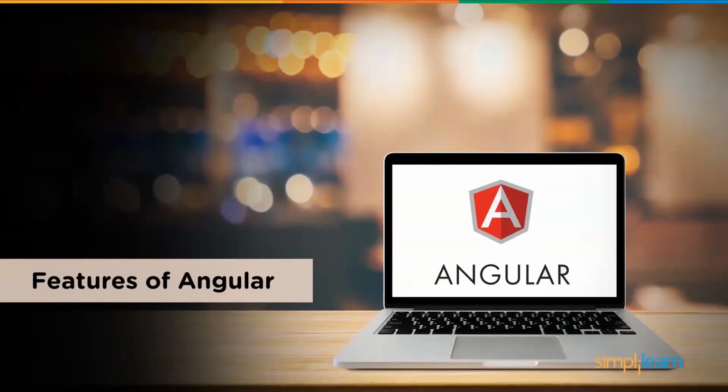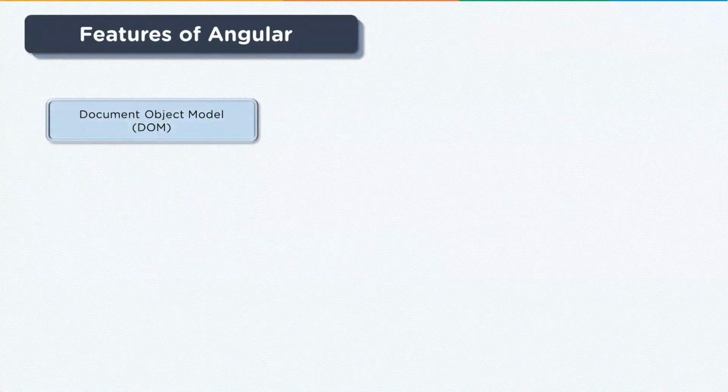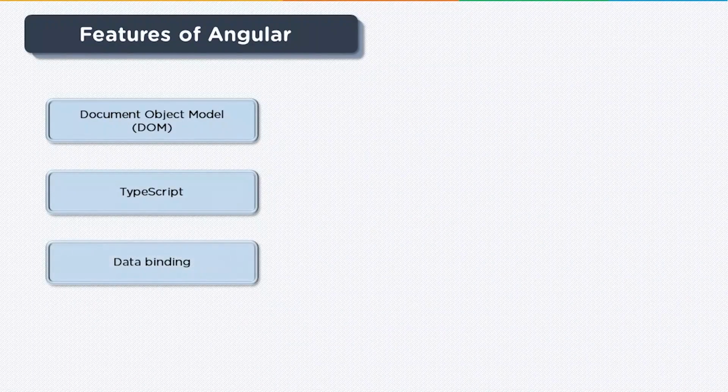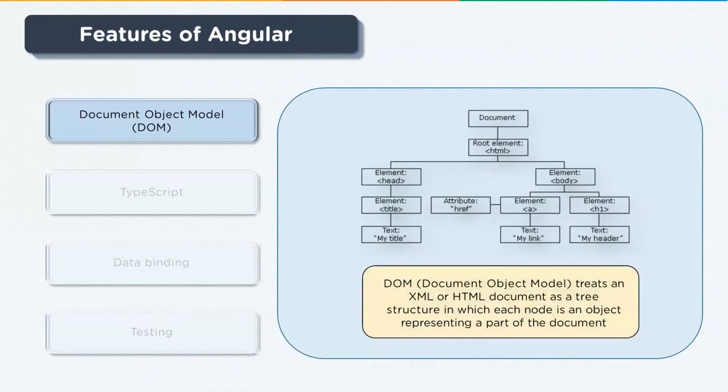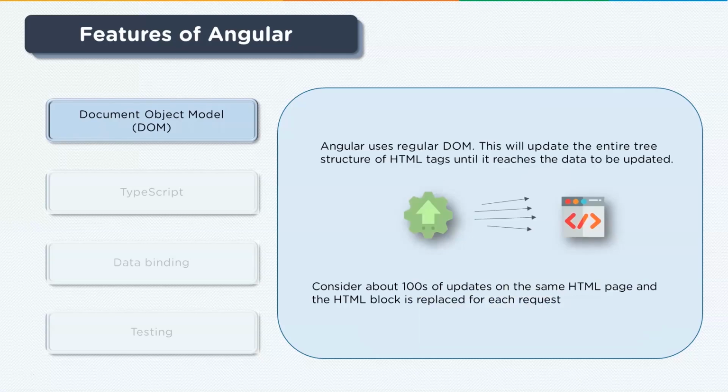Moving ahead, let's look at the features of Angular. We have 4 features that we're going to be discussing. We have the document object model, TypeScript, data binding, and testing. Now let's look at them one by one. Now the document object model treats an XML or an HTML document as a tree structure. Now here every node in the tree structure defines an object representing a part of your document. Angular uses the regular DOM.